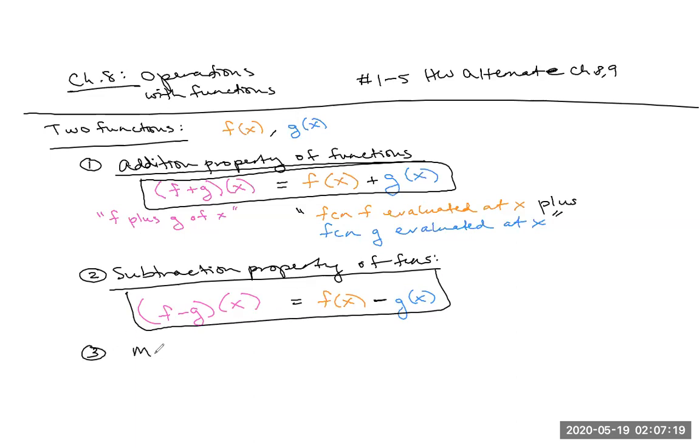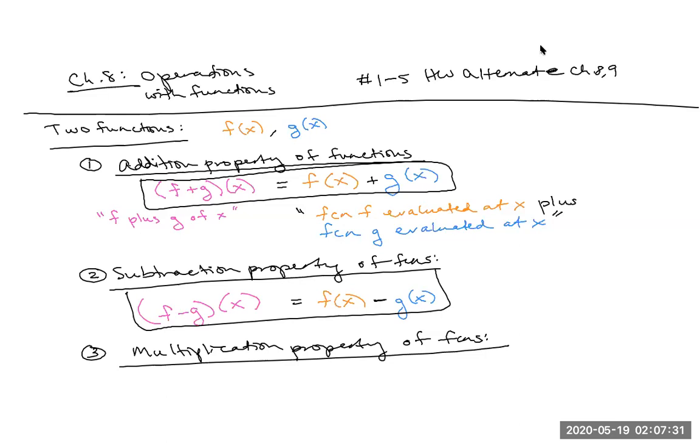Third one is multiplication. You're going to have f times g of x. Notice that this is a solid dot. Okay, it's not a hole. It's going to matter in a moment. And then that's going to equal the function f evaluated at x multiplied by the function g evaluated at x.